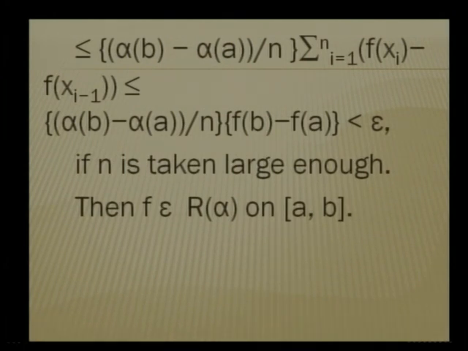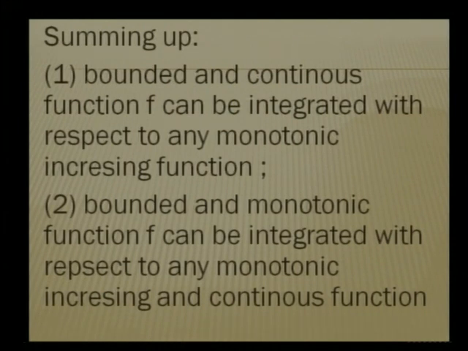And so this product is less than epsilon, because epsilon greater than 0 is given, and alpha(b) minus alpha(a) and f(b) minus f(a) are both non-negative, so we can always choose a large enough positive integer n such that their product is less than n epsilon. This is satisfied, and hence U(P, f, alpha) minus L(P, f, alpha) is less than epsilon, and so by the equivalent condition f is Riemann-Stieltjes integrable on [a, b].